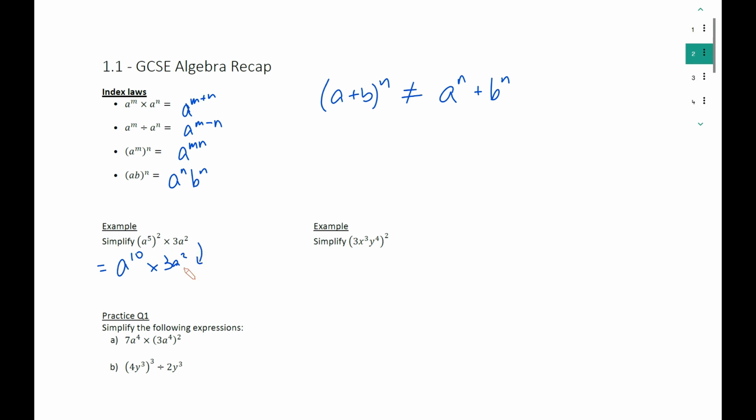For example, if you look at this step compared to the expression and this one, we can clearly tell we've done something to this term because times 3a squared remains the same. Now we can simplify, obviously, 3a to the power of 12, and that's the final answer. This one, 3 squared is 9, x cubed squared, 3 times 2 is 6, 4 times 2 is 8. So we don't square these powers, we multiply powers.